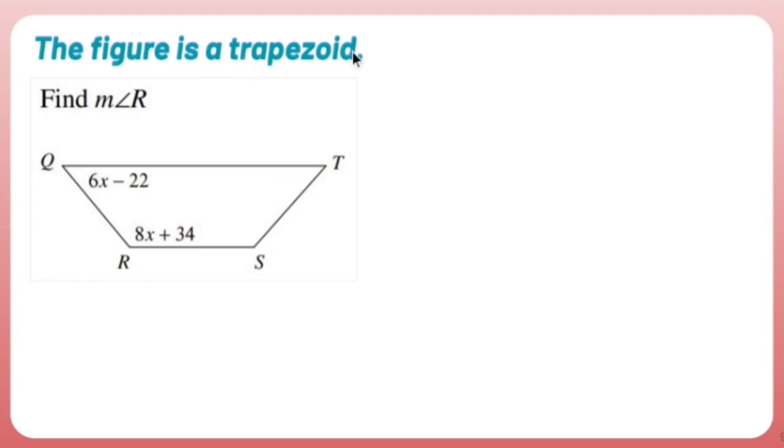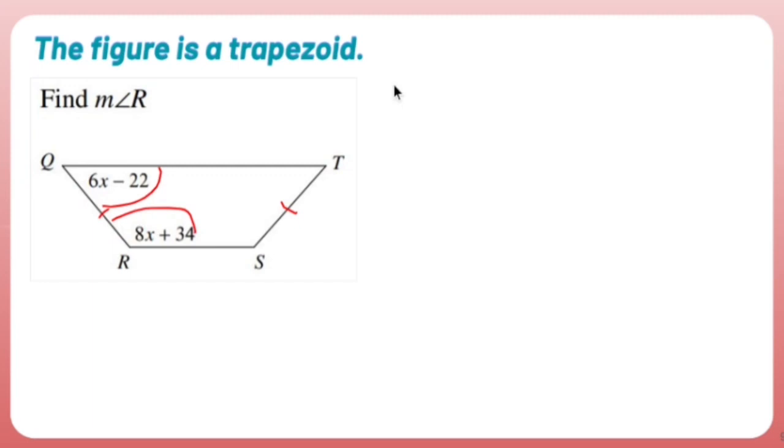The figure is a trapezoid. Specifically, this is an isosceles trapezoid. I should have put those markings there. But when you have isosceles trapezoids, there's some news. Angles next to each other that are not on the same side, or I guess these would be considered bases, so angles that are on different bases that are next to each other add up to 180 degrees.